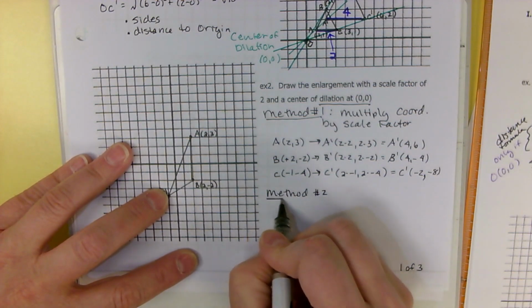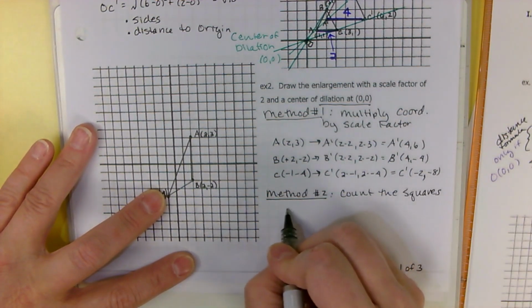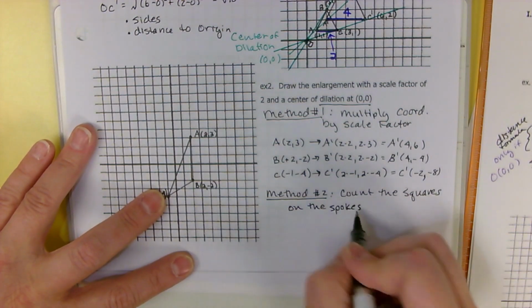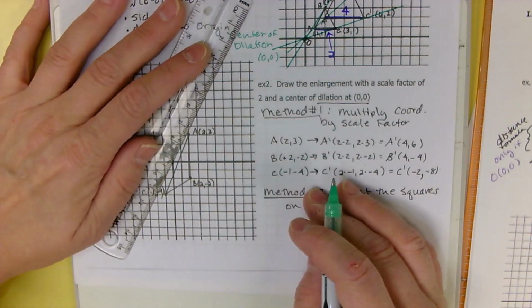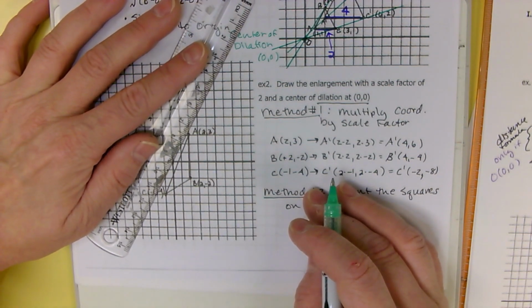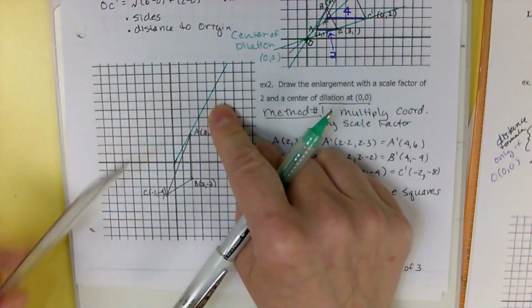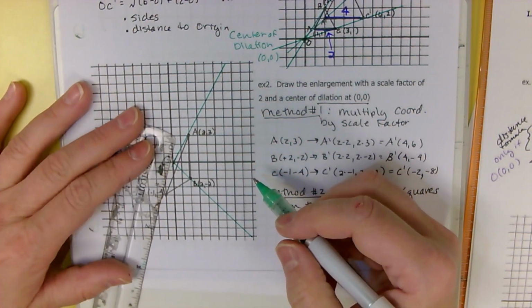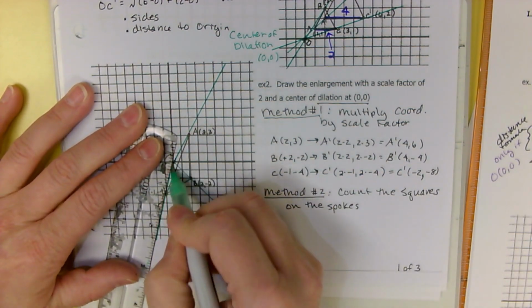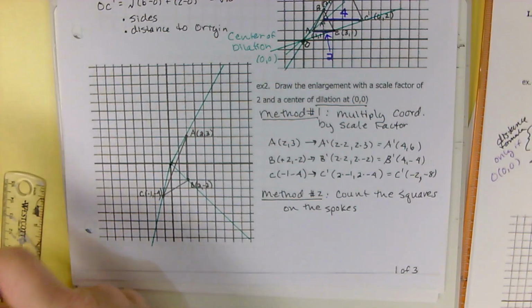All right, method number 2. Method number 2 is to count the squares on the spokes, and I'll show you what that is in a second. Count the squares on the spokes. All right, so take your ruler, and the origin is our center of dilation. So I want you to draw a line from the origin through each of the 3 vertices and extend them beyond the vertices quite a way. So make a spoke. And then from 0, 0 through B, and then 0, 0 through C. Those are your 3 spokes. And I'm going to color this little triangle so you can see it.